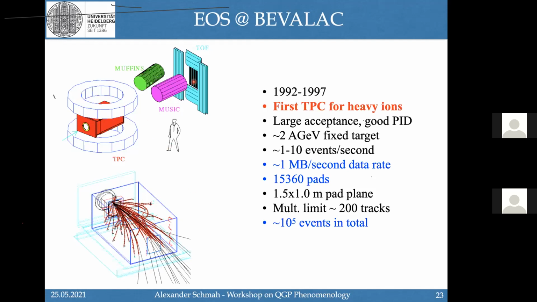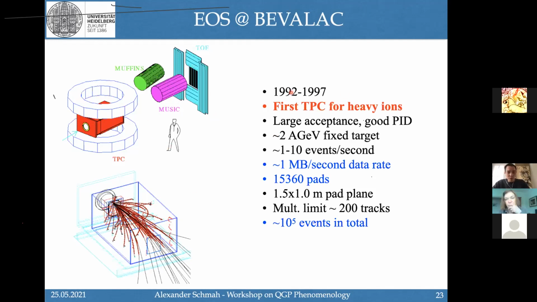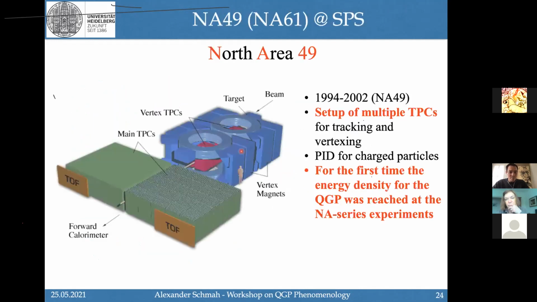So some dipole field, forward detectors. So first TPC for heavy ions. You see is a data rate 1 megabyte per second. This is very low for nowadays standards. For this time, of course, it was a lot. 15,000 pads. So remember this number, then we compare later on to what we have in new TPCs. And 10 to the 5 events in total. This is also something we can do nowadays in a couple of hours.